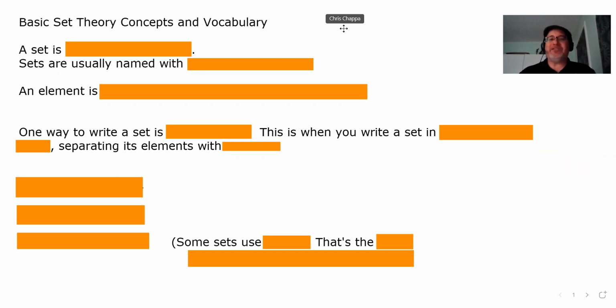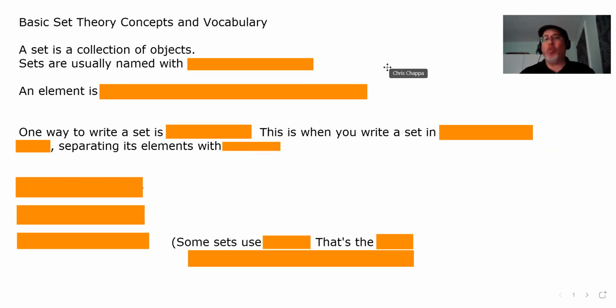Since we're going to be talking about set theory, it makes sense to start with the definition of a set. And a set is simply a collection of objects. The objects don't have to be anything in particular. They can be numbers, they can be words, they can be letters, they can be people, they can be animals, they can be books, they can be anything that you want.